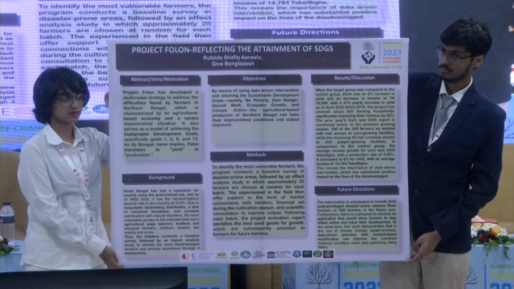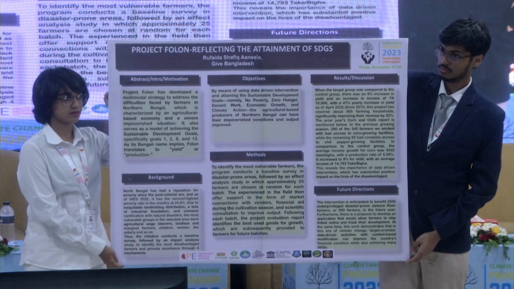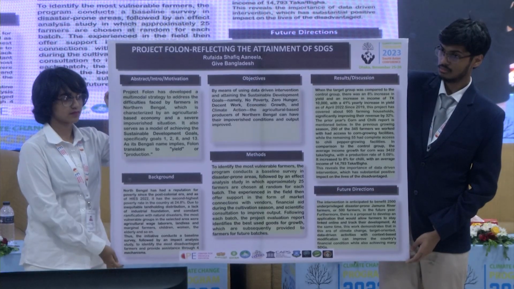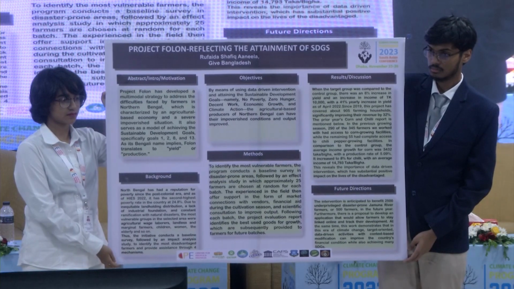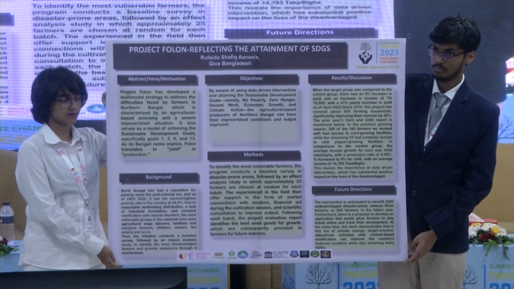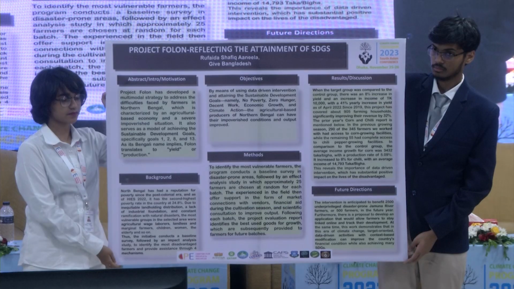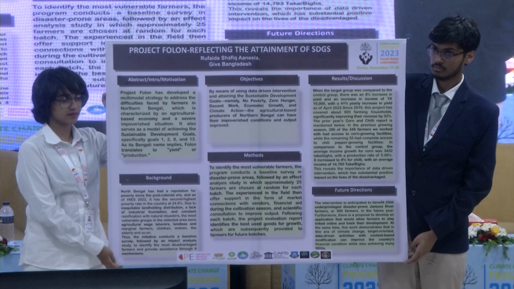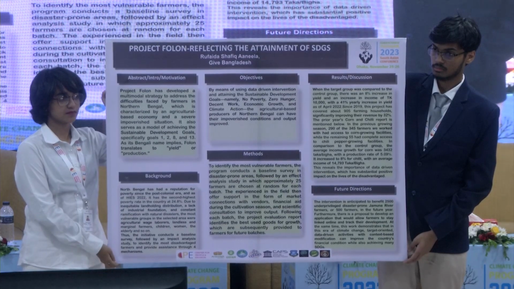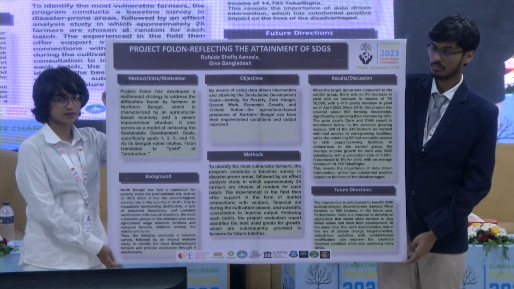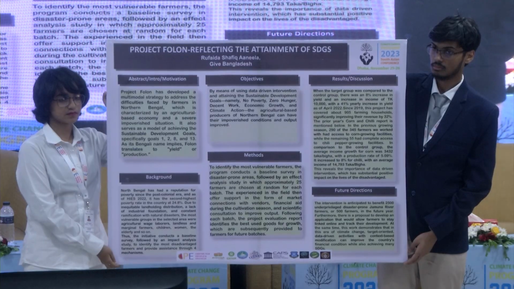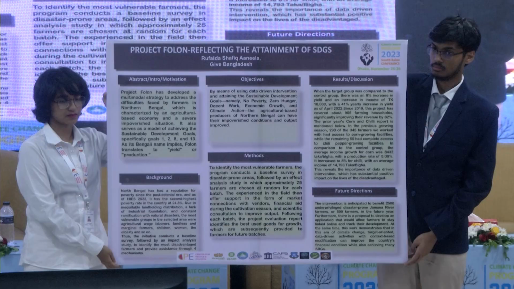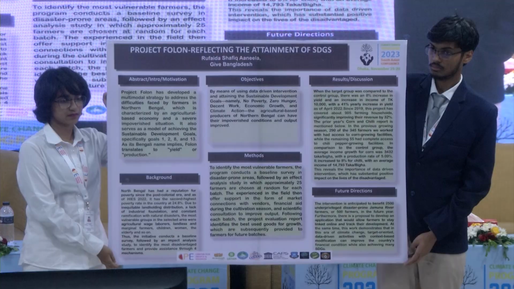We use a two-step survey method to identify vulnerable farmers. First, we conduct a baseline survey in the disaster-prone areas of North Bengal, and then an effect analysis study to select the final beneficiaries of our project. Our intervention connects farmers with markets, offers financial aid during cultivation, and provides scientific consultations. Following each batch, project evaluations identify the best practices for growth. We then share these insights with the farmers so that they can use them in the next round and enhance their yield.